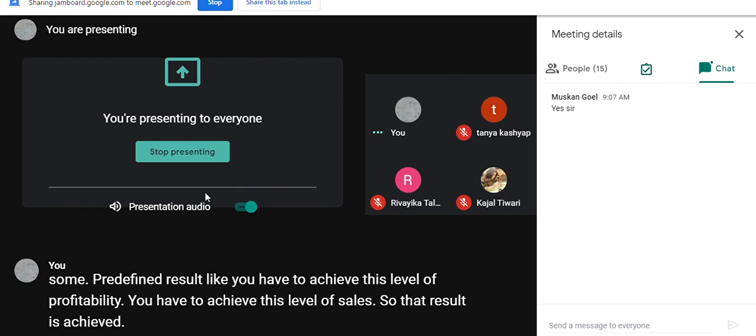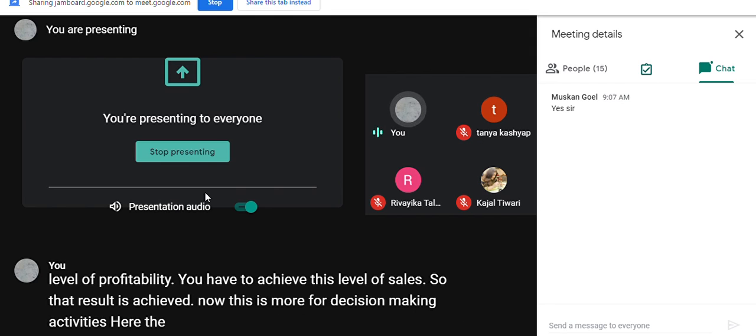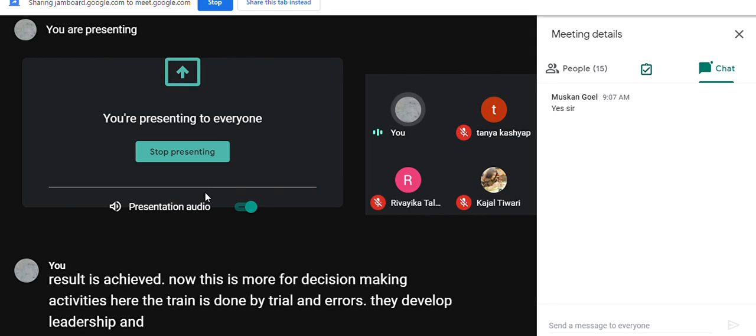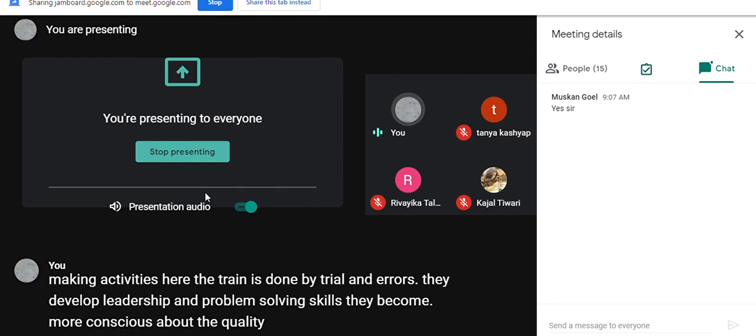Now this is more for decision making activities. Here the trainees learn by trial and error. They develop leadership and problem solving skills. They become more conscious about the quality. It increases the quality consciousness.